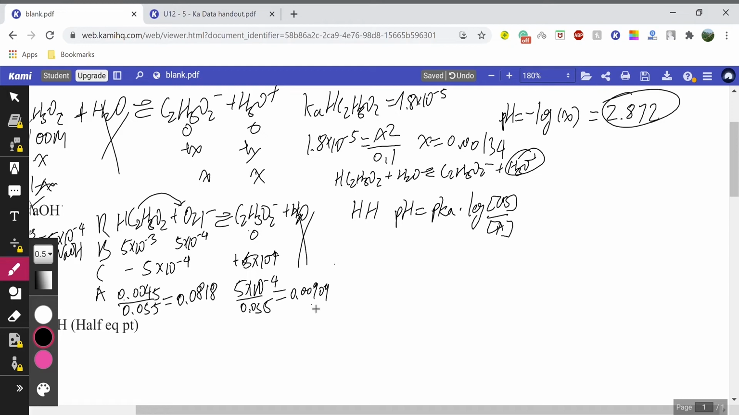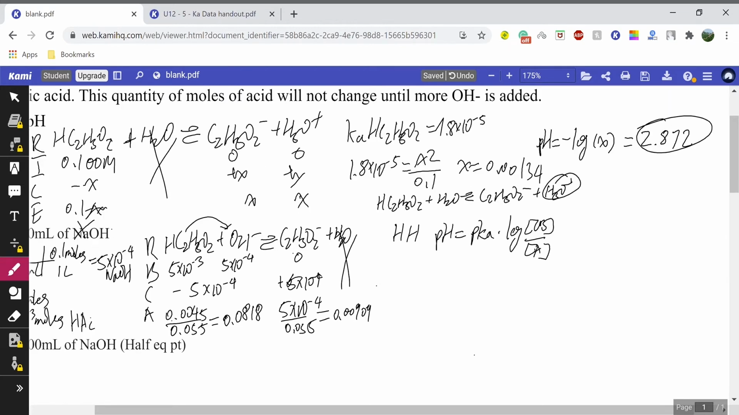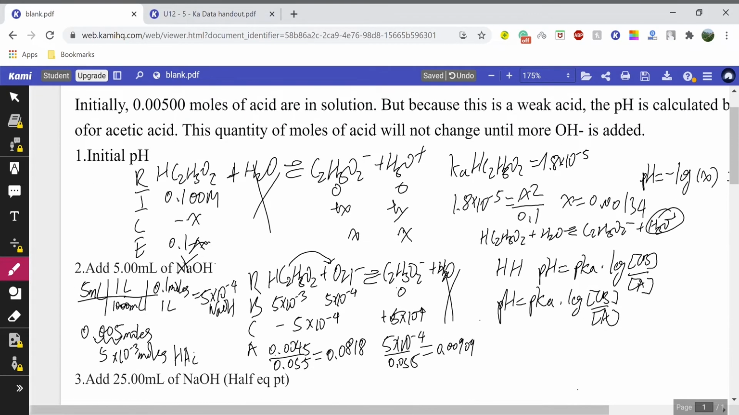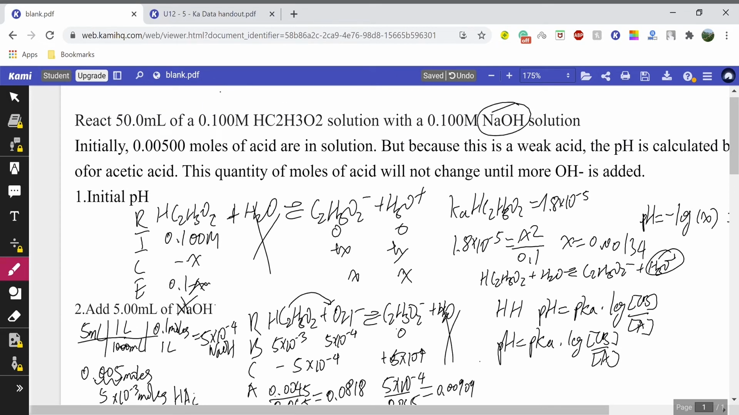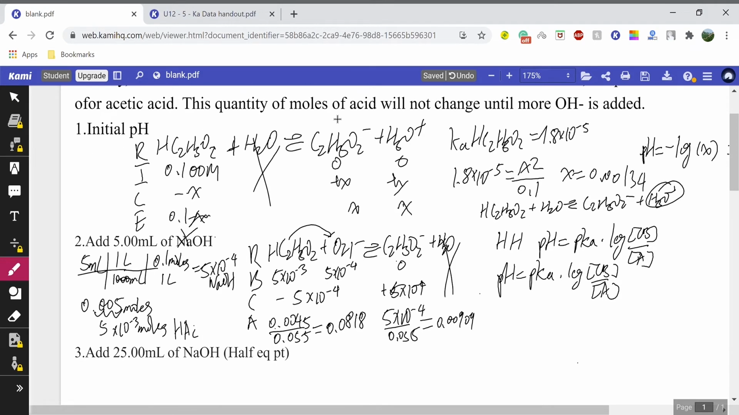So now we produce H3O plus, and this is the equation that we're going to be using. Alright, now let me teach you another trick. We have pH equals pKa plus the log of conjugate base divided by acid, and these are concentrations. But first of all, you know that we are in the same solution, right? We're adding NaOH into HC2H3O2, and they're in the same beaker.